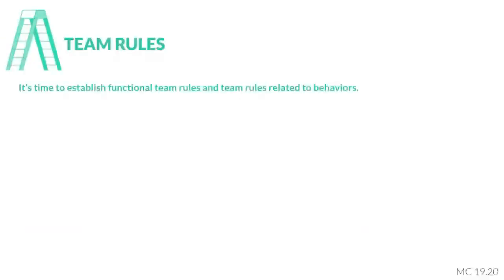The first thing that we have to talk about is the team rules. The team rules are very important because for people to work together as a group, minimum rules need to be established so that everyone knows what to expect and what not to expect from each other, okay? So during your team day, take a moment of at least 20 minutes for you and your team to talk about the necessary rules for the teamwork, and also establish with them the functional team rules and team rules related to behaviors. I'm going to explain this better through the examples that I brought to you, okay?